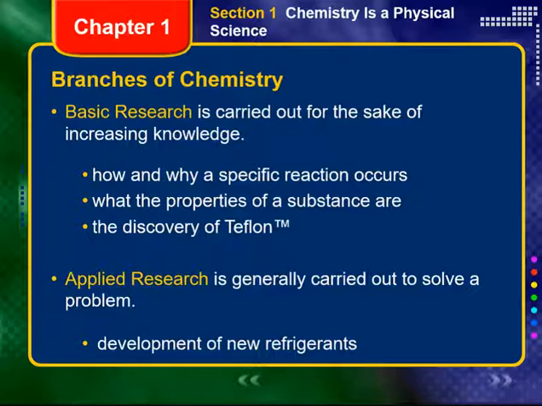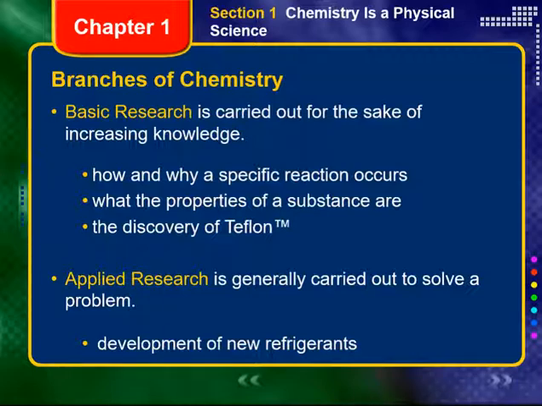Basic research is carried out for the sake of increasing knowledge, such as how and why a specific reaction occurs and what the properties of a substance are. Chance discoveries can be the result of basic research. The properties of Teflon, for example, were first discovered by accident. A researcher named Roy Plunkett was puzzled by the fact that a gas cylinder used in an experiment appeared to be empty even though the measured mass of the cylinder clearly indicated that something was inside. Plunkett cut the cylinder open and found a white solid. Through basic research, Plunkett's research team determined the non-stick properties, chemical structure, and chemical composition of the new material.